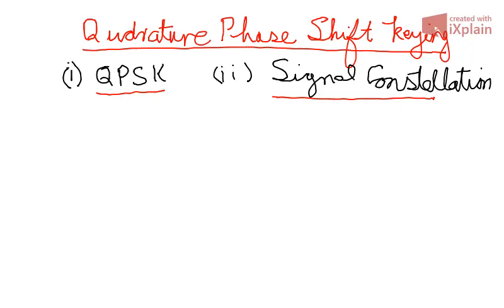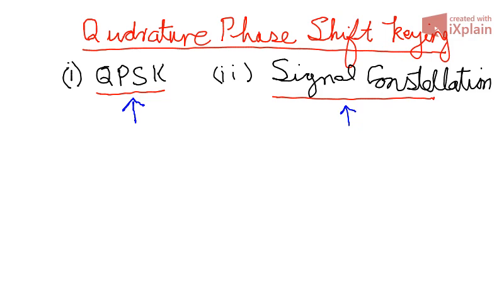We learned the QPSK, or quadrature phase shift keying, modulation scheme, which is a digital modulation scheme. Our next topic today, we will concentrate on the signal constellation, as we already have an introduction of QPSK.